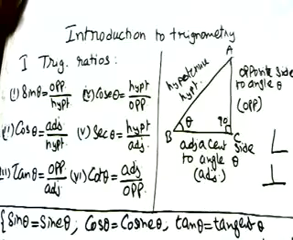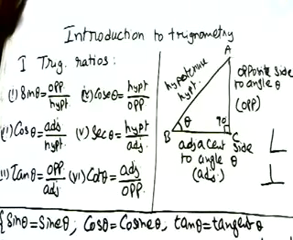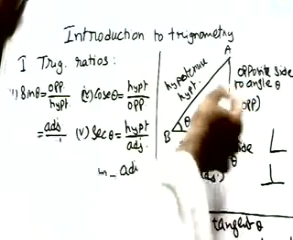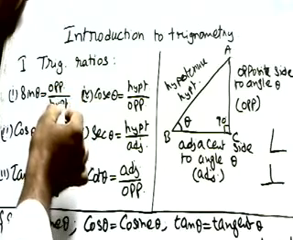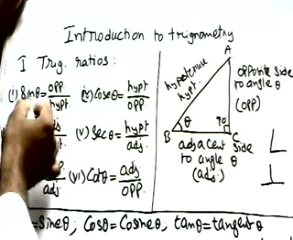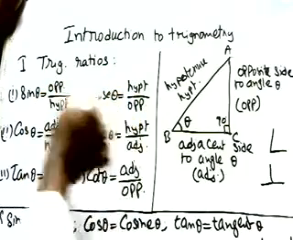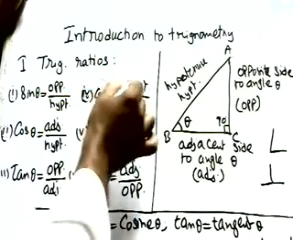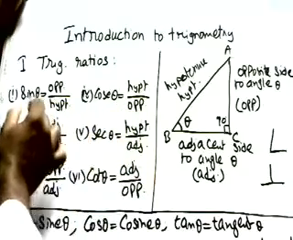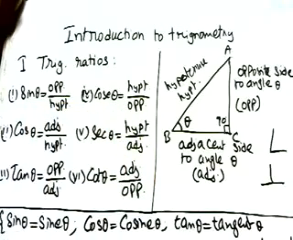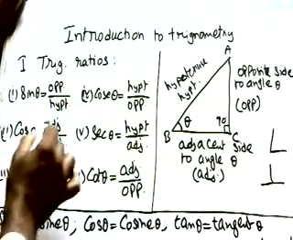Now we can divide the sides in 6 ratios. Those ratios are called trigonometric ratios. Suppose we divide opposite by hypotenuse. This is named sine theta. If we reverse this, it is hypotenuse by opposite. The reciprocal of sine theta will be cosec theta.